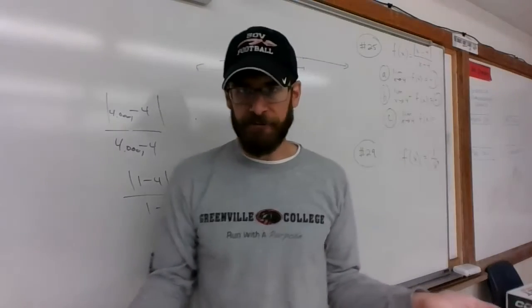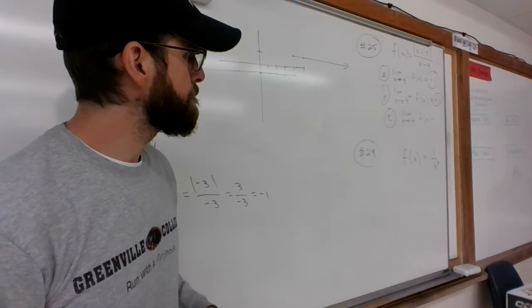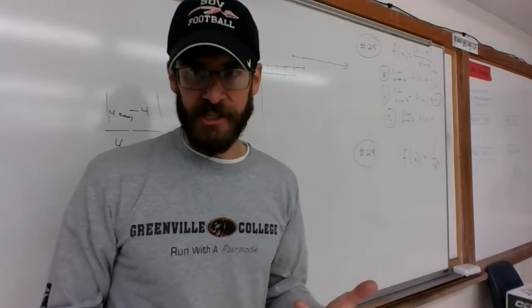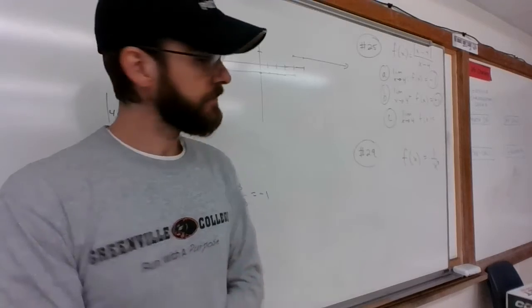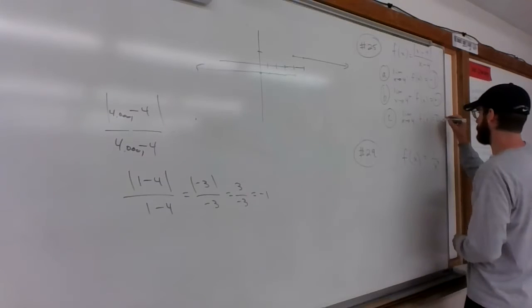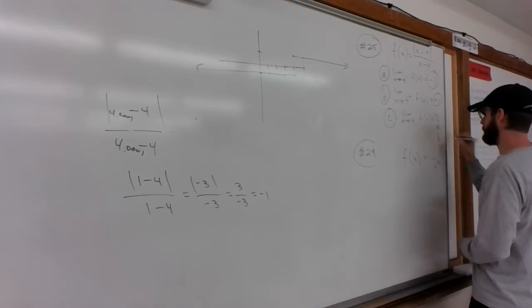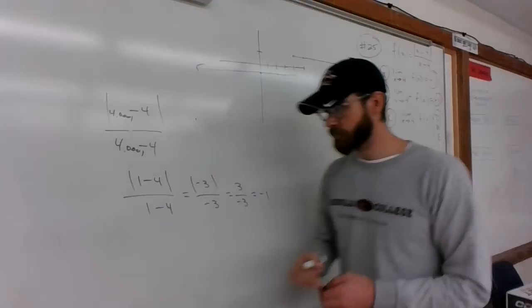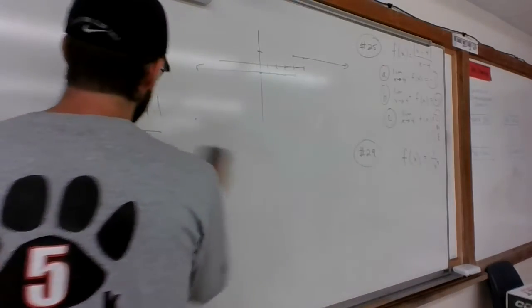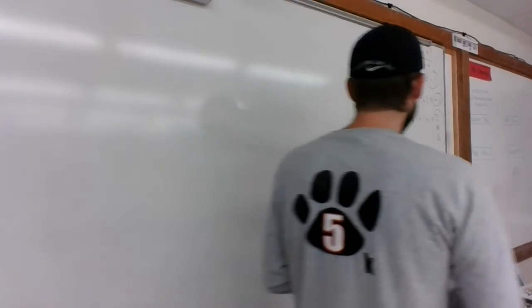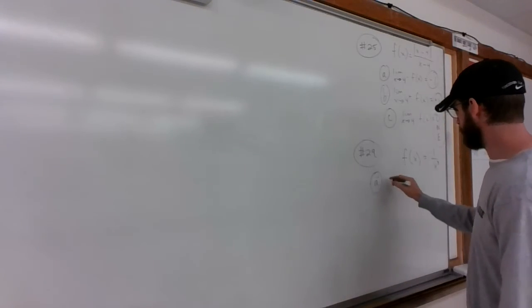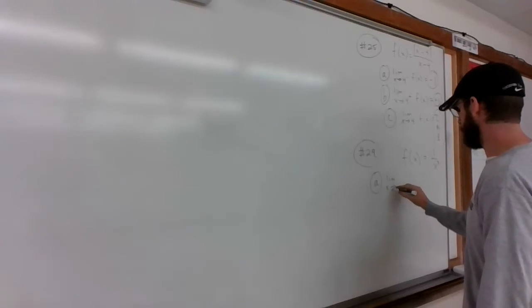So what's the limit going to be at 4? Well, the definition of the limit actually is that the left must equal the right. If they don't, it doesn't exist. It doesn't exist. All right, last one. I believe 0 was the approach.